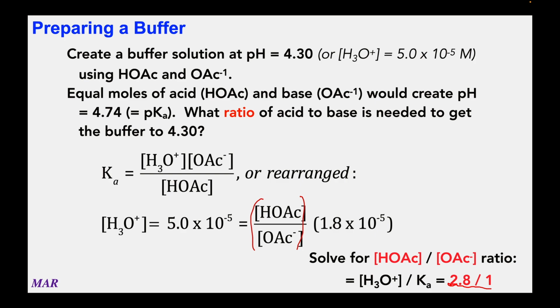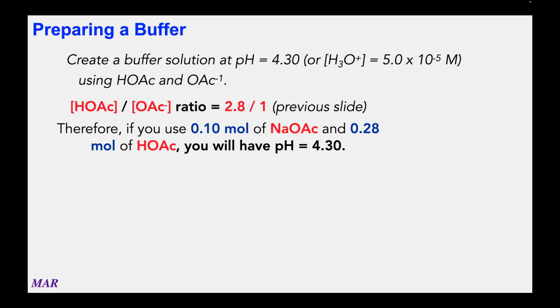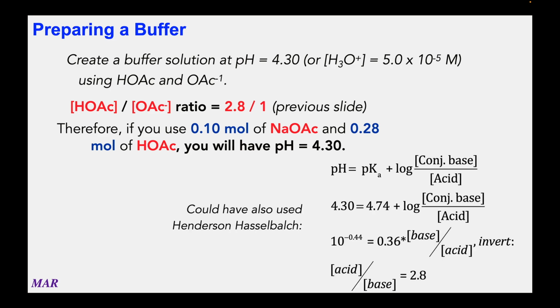And so what this tells you is that for every mole of base, sodium acetate probably, we'd put in, we need 2.8 moles of acetic acid. So we need 2.8 moles of acetic acid for every 1 mole of the base we put in. So if you put 0.1 moles of base in, you'd put 0.28 moles of acid in, and you are good to go. Let's say that we have 0.10 moles of sodium acetate and we have 0.28 moles of acetic acid. You should have a pH of 4.30. And that's kind of the idea here. Once you find the ratio, in this case it's acid over base, you can find then the ratio you need of the base to the acid, acid to the base, stuff like that.